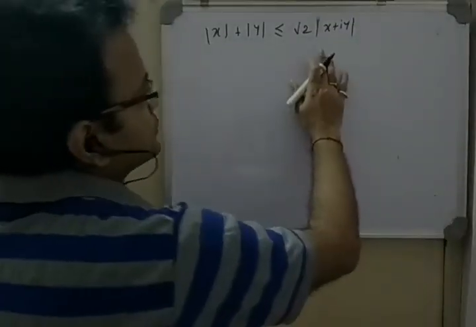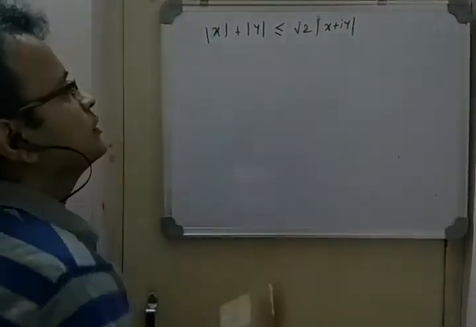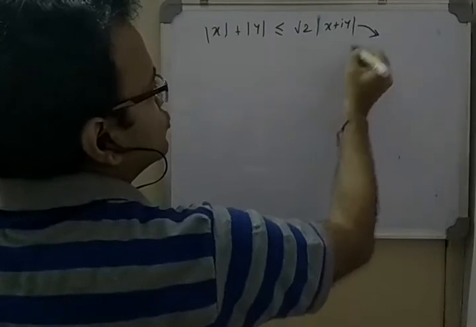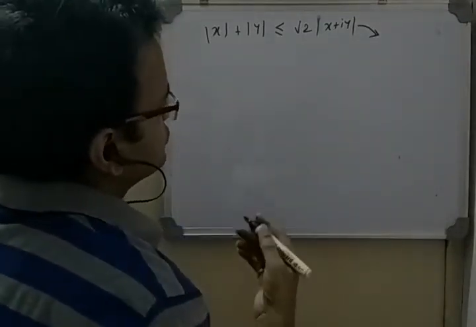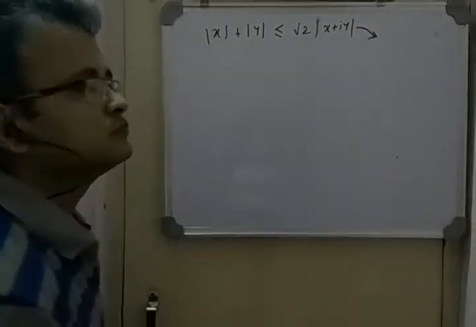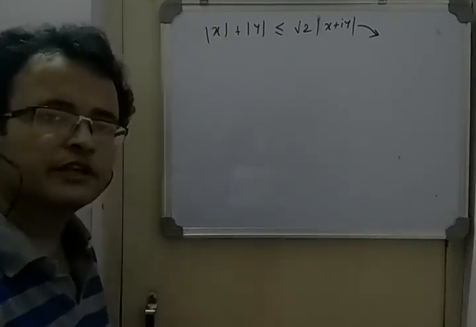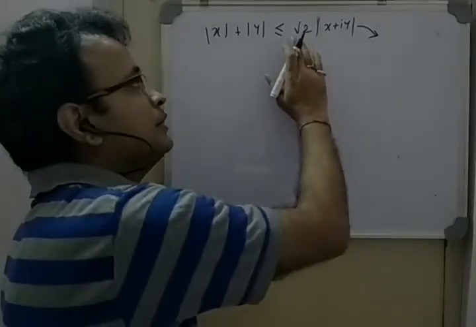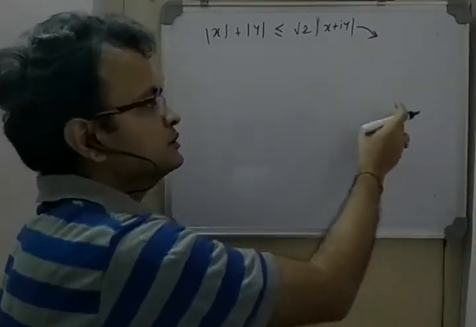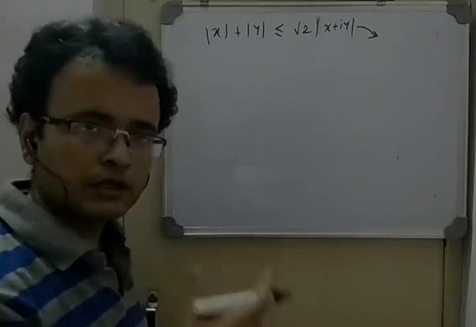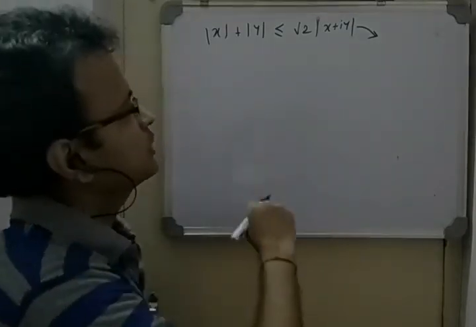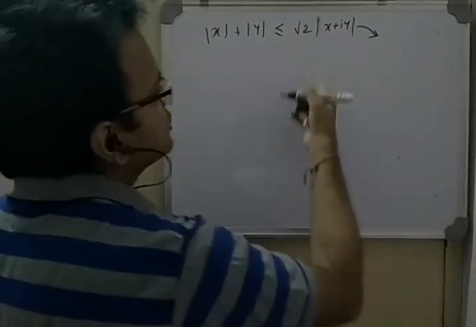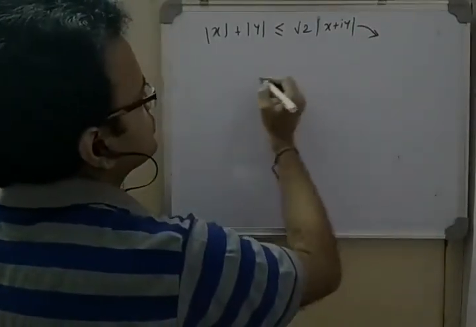We need to prove this, but we don't know where to start. So to get a clue from where to start, we have seen this trick that we start from what we need to prove, then reach a condition which is readily true, and from there we actually start. So let me proceed in that way, then you will understand what I am trying to say here.